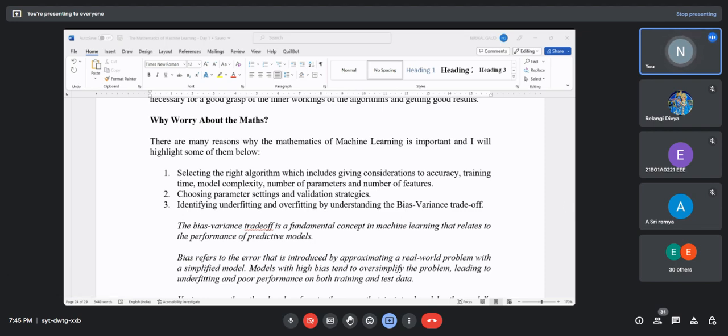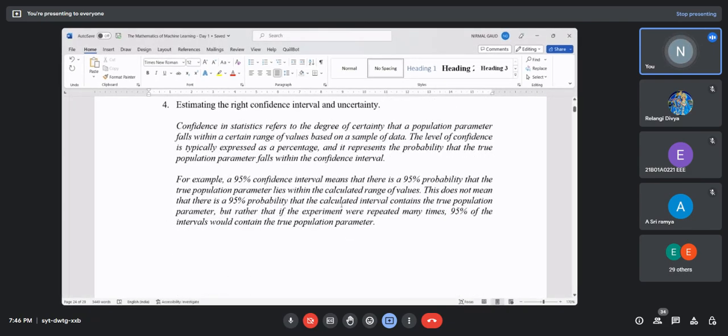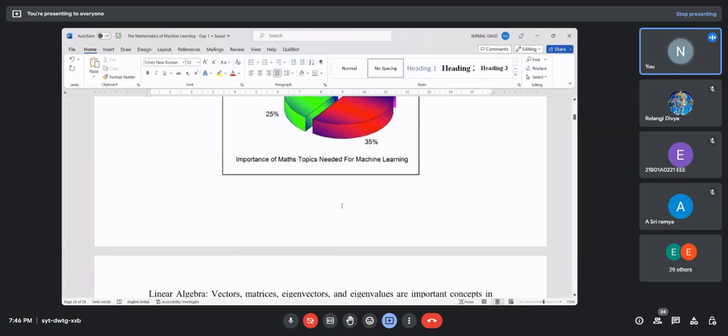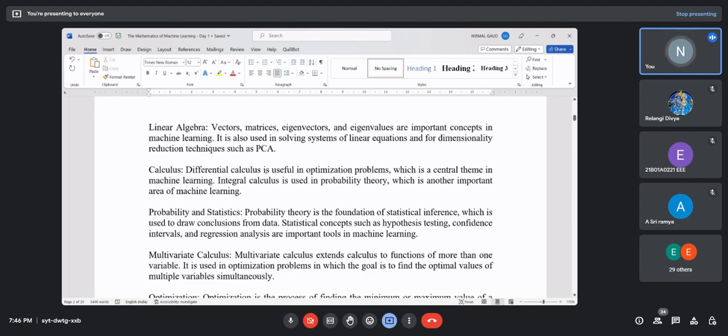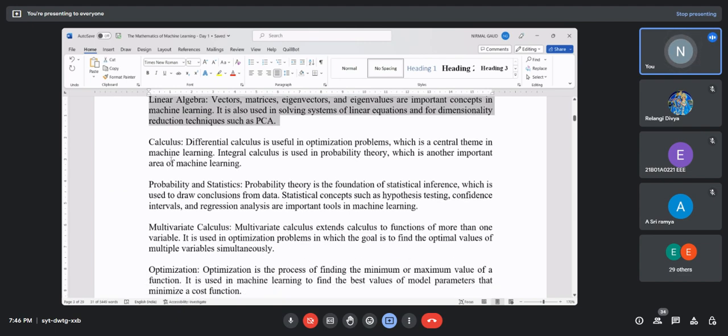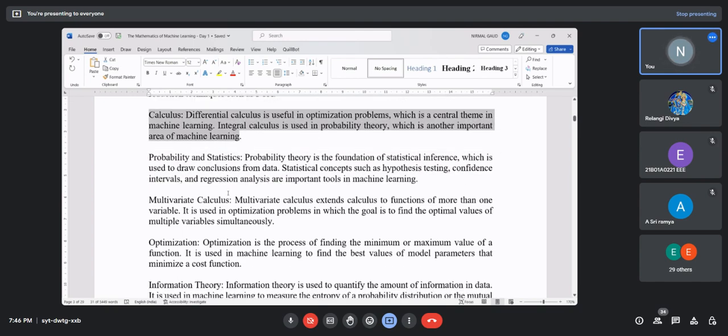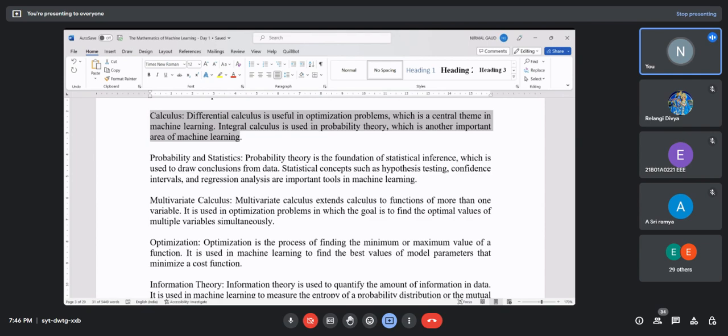Another very, very important concept in machine learning and data science. The topics which I told you yesterday were linear algebra, probability theory and statistics, that's the importance. So we are done with linear algebra. Now we are going to work with probability and statistics. Then later on we'll cover the calculus parts and other things. So let's proceed with probability.